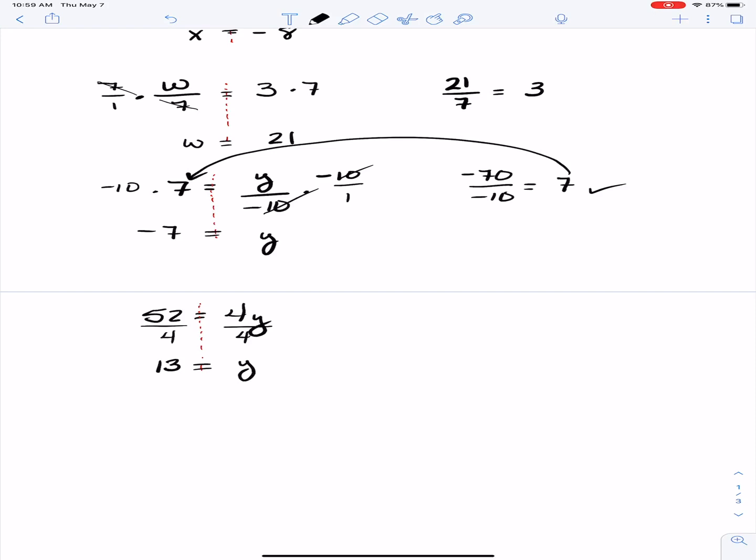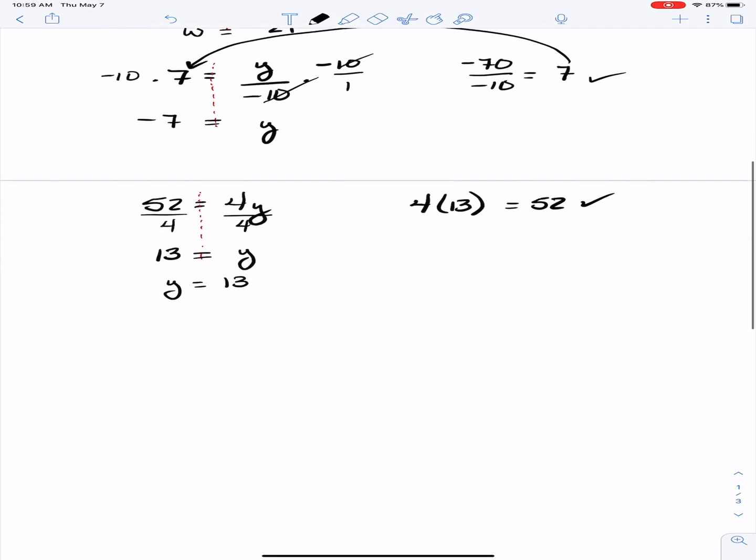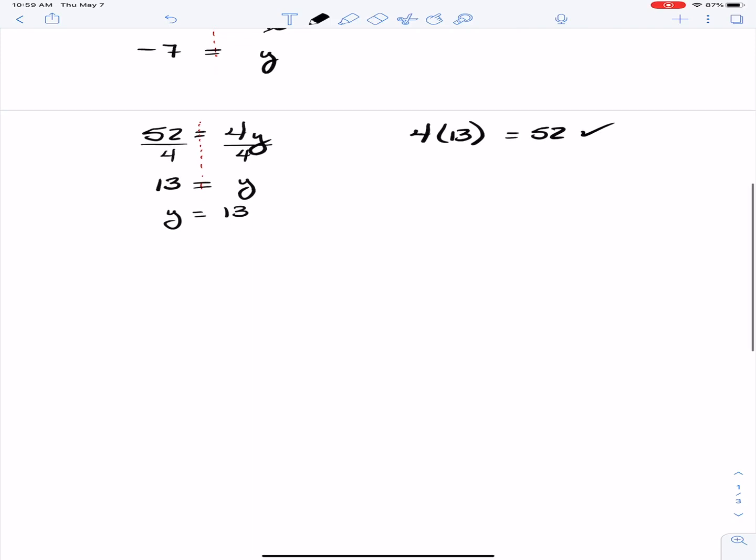Some teachers would like you to rewrite this as y equals 13 because we read from left to right. I can check my work. 4 times 13 is equal to 52. So I got it right. Let's do a little bit more complicated problems. And yes, I know this topic is about one-step equations, but technically these are one-step equations.